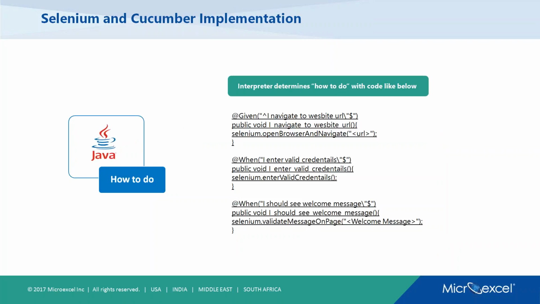And behind the scene, how is it done? This is a snippet of your program. Your first step, as the business user has put it, is I navigate to website URL. Behind the scene, we have created a function which uses the Selenium API to open the browser and navigate. When the business analyst says I enter valid credential, we have created a function using Selenium to enter a valid credential. When he says that I should see the welcome message, we have created a function behind the scene which will validate the message on the page, which is your welcome message.